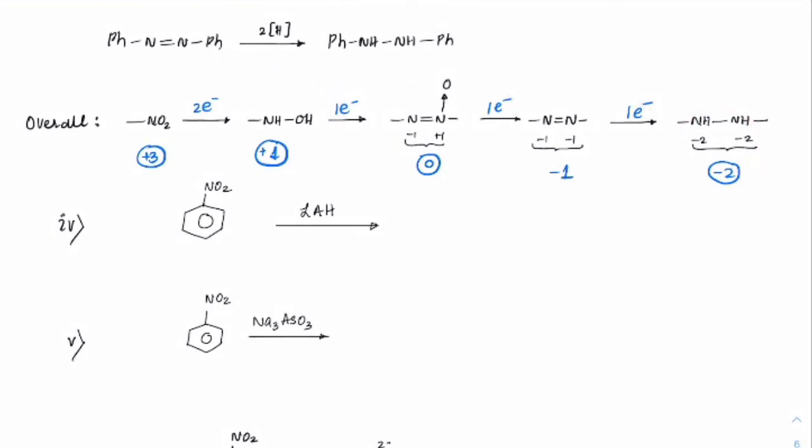Let me show you with products. Generally we just learned that if I take RNO2 with lithium aluminum hydride, we will get RNH2 straight away because it is a good reducing agent. It's a powerful reducing agent.